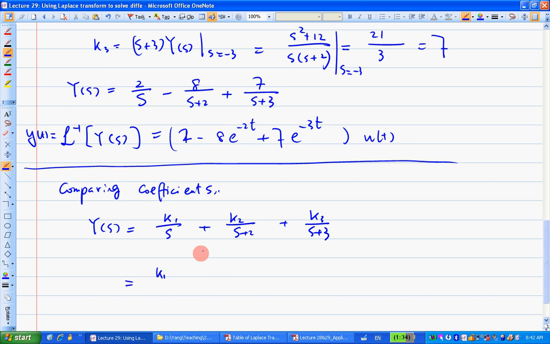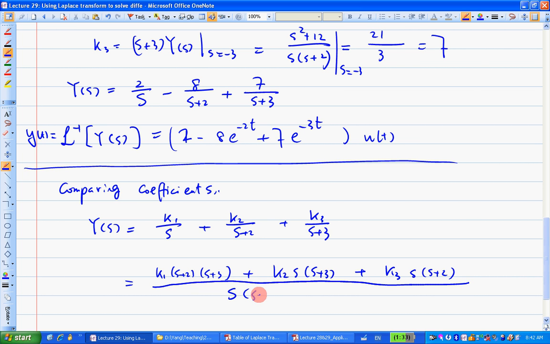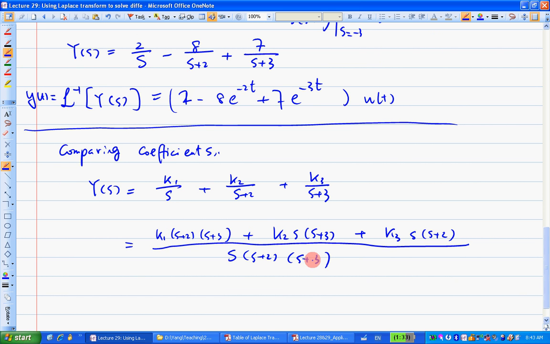Means k1 multiplied by (s plus 2)(s plus 3), plus k2 times s times (s plus 3), plus k3 times s times (s plus 2), all over s(s plus 2)(s plus 3), right? That's what I mean by putting it back. So you might think, what does it mean?